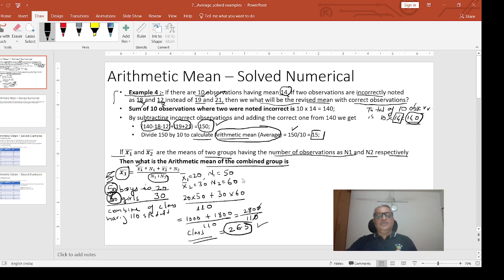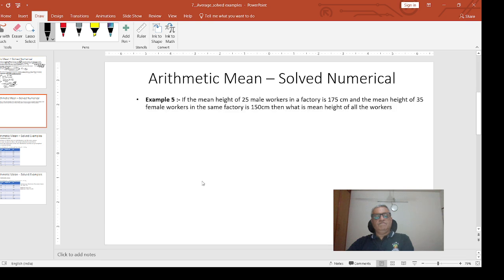We have averages given for two separate groups, and when we combine those groups using this formula, we find out the average of one single group. Okay.